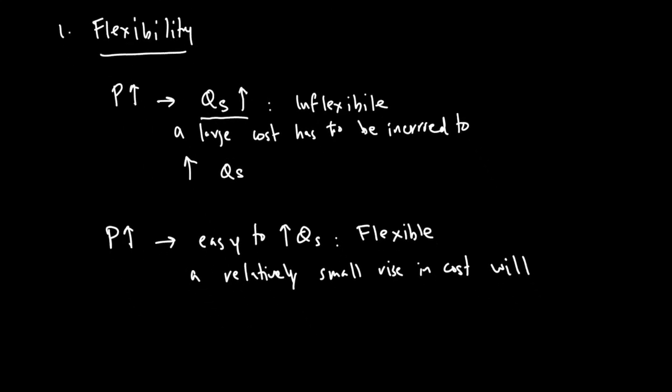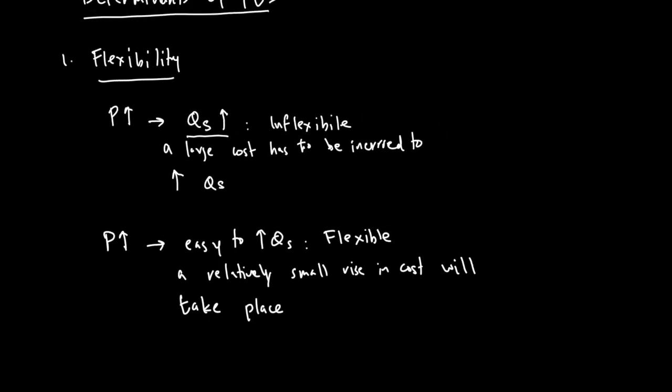Let me give an example. Let's say I'm a producer and I can easily increase my quantity because I have unused capacity. So the factor that gives you flexibility is unused capacity. If I have unused capacity, do I need to incur more cost in order to increase my output? The answer is no, because I can easily increase my output without incurring much cost, since I will use my unemployed resources to start off with.